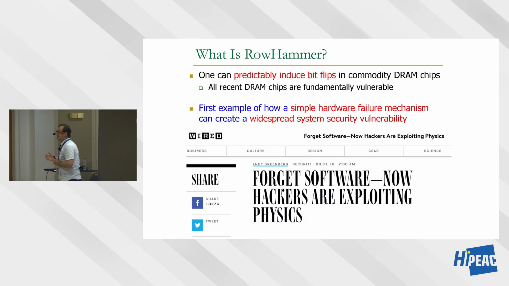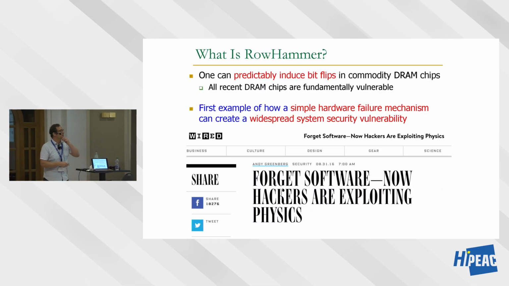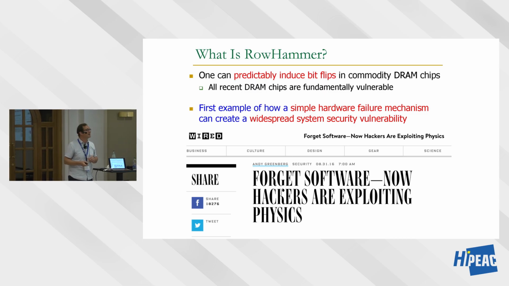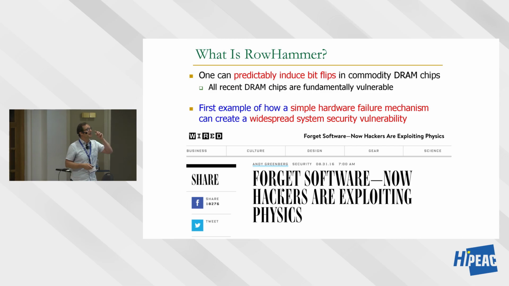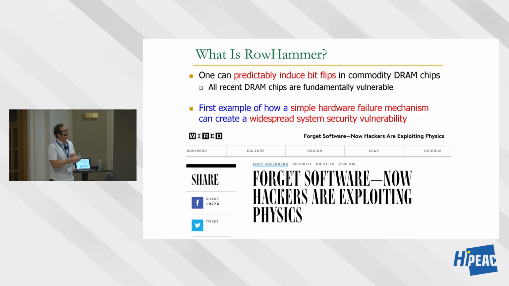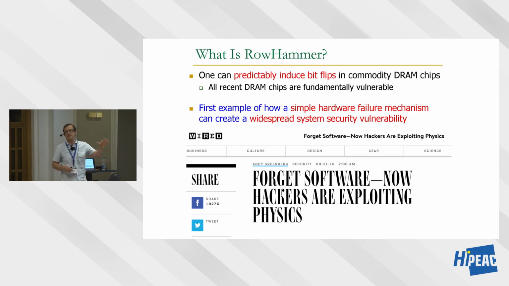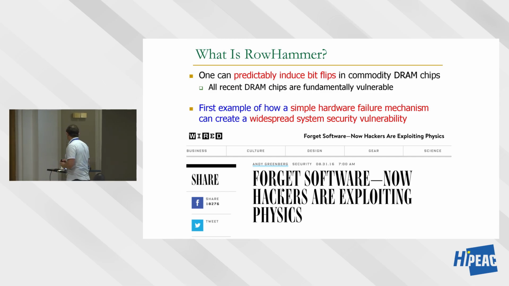So what is rowhammer? I think I've shown you this also, but we're going to go into more detail. Essentially, this is the fact that you can predictably induce bit flips in commodity DRAM chips. Essentially, all recent DRAM chips are fundamentally vulnerable. And again, this is fascinating to me. This is really the first example of how a simple hardware failure mechanism can create a widespread system security vulnerability. Not just security, but also safety, reliability, etc.